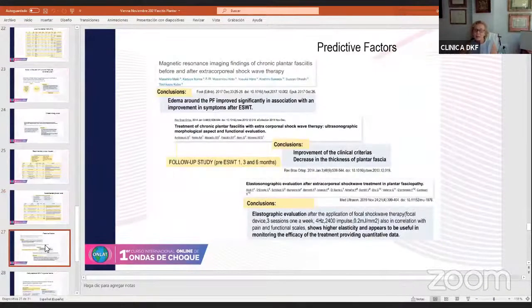Biofeedback. We have predictive factors. We know the bone marrow edema could be a good predictor factor for improving the symptoms in plantar fasciitis with shockwave therapy. And now the new tool, the elastography evaluation, shows that higher elasticity could be useful in monitoring the efficacy of the treatment, providing quantitative data.